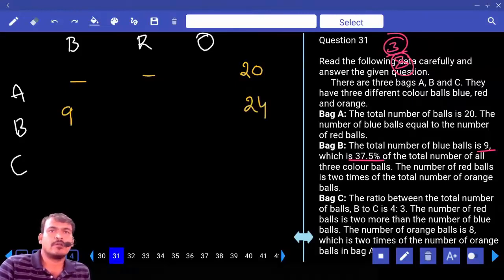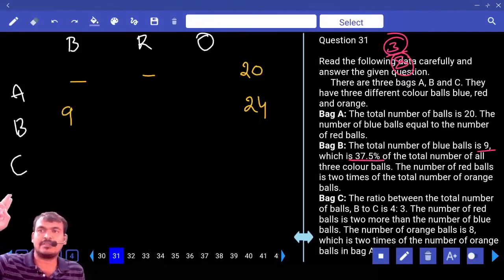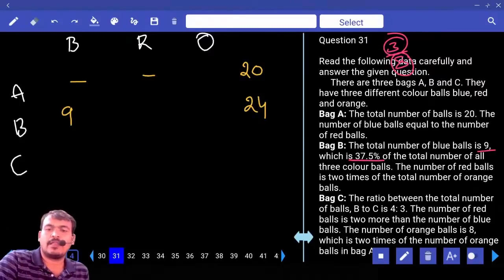24. Next, the number of red balls is 2 times the total number of orange balls. Red balls are 2 times which one? Orange balls. Already out of 24, 9 are blue balls. What are the remaining balls? 15 balls. In that 15 balls, red balls are 2 parts and orange are 1 part. Total is 3 parts. 3 parts are 15 balls, so 1 part is 5, and 2 parts are 10.